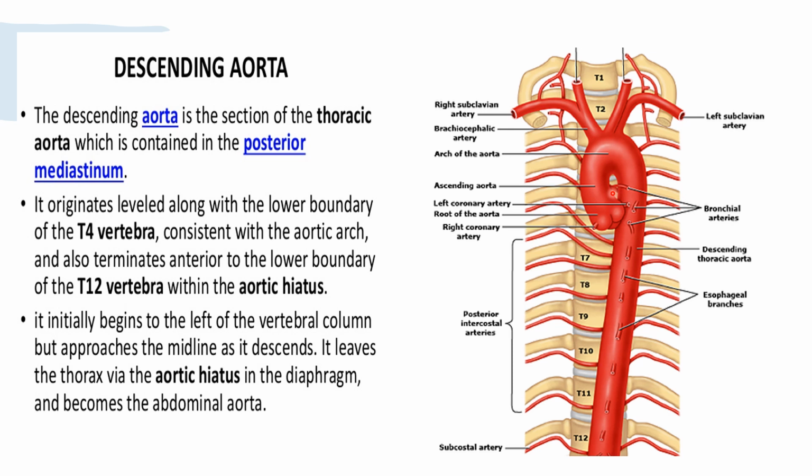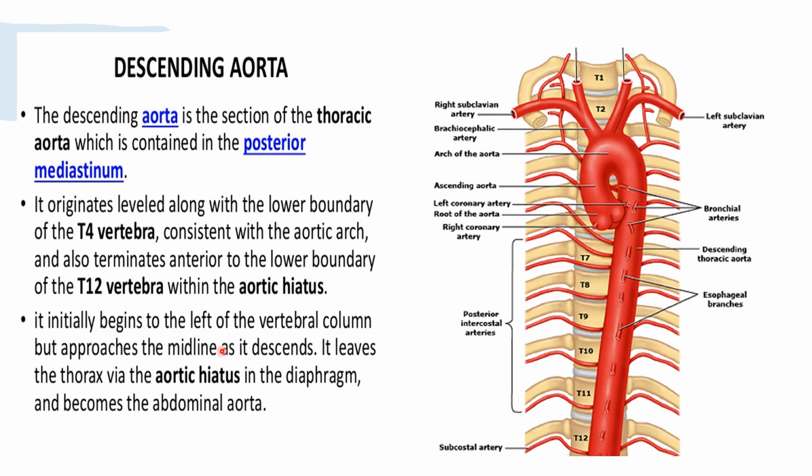As you can see in this diagram, we can make out the vertebral bodies over here, the T1, T2, T3 and T4. So it arises at the level of the T4 vertebra as a continuation of the arch of the aorta, and it terminates anterior to the lower boundary of the T12 vertebra at the aortic hiatus of the diaphragm.